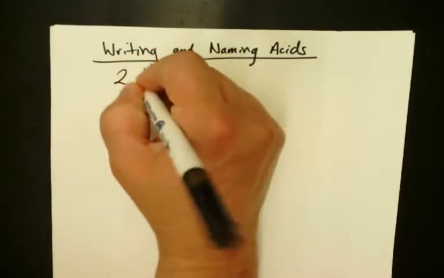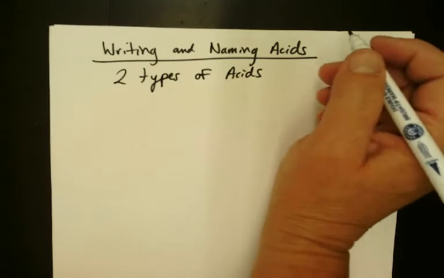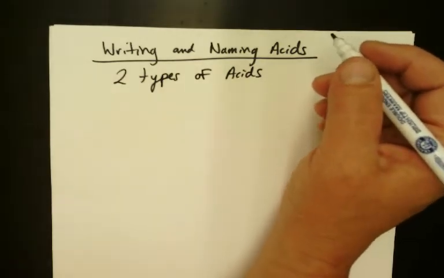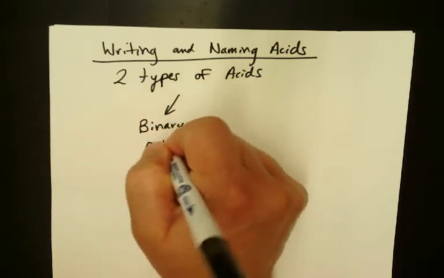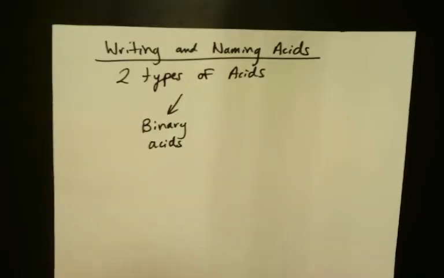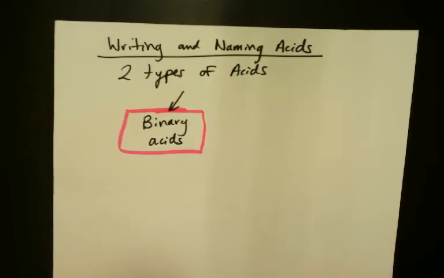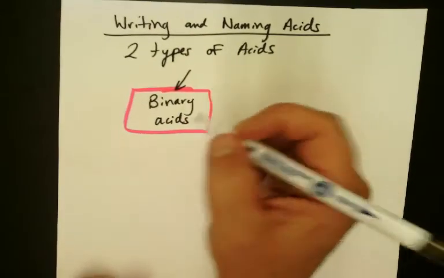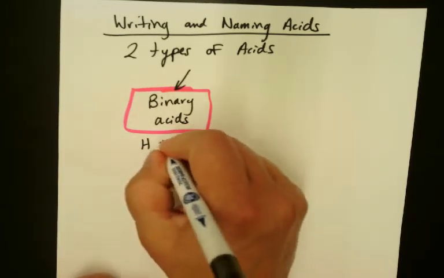and bases alike, but acids are tricky. There are two types of acids when it comes to nomenclature. There are binary acids. Binary acids are special because they have a hydrogen in the front. They're a hydrogen plus an element.